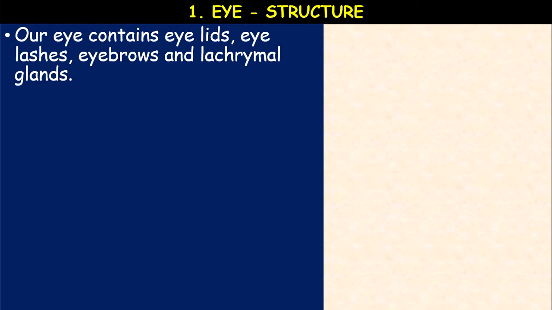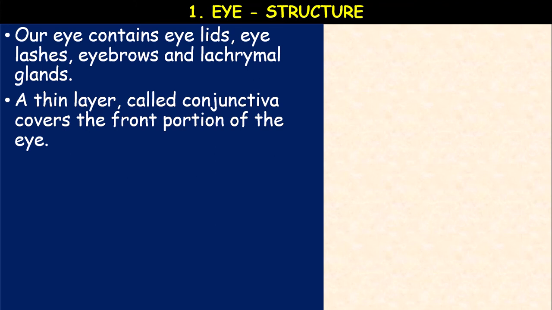Next, our eye contains different parts like eyelids, eyelashes, eyebrows, and some glands like lacrimal glands, also called tear glands, and a thin layer called conjunctiva. These are all the parts which protect the eyes externally and internally. The conjunctiva is also a protective covering. It protects the front portion of the eye.